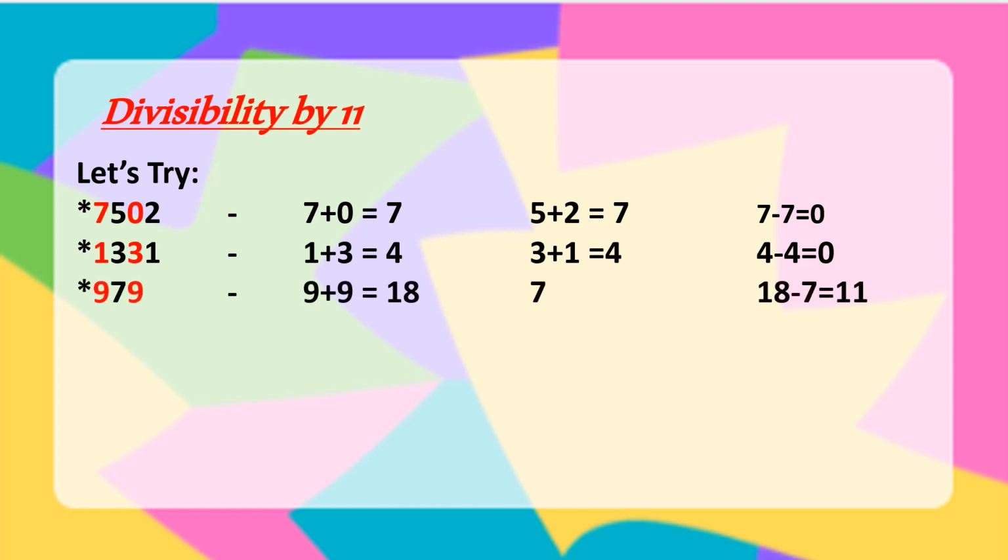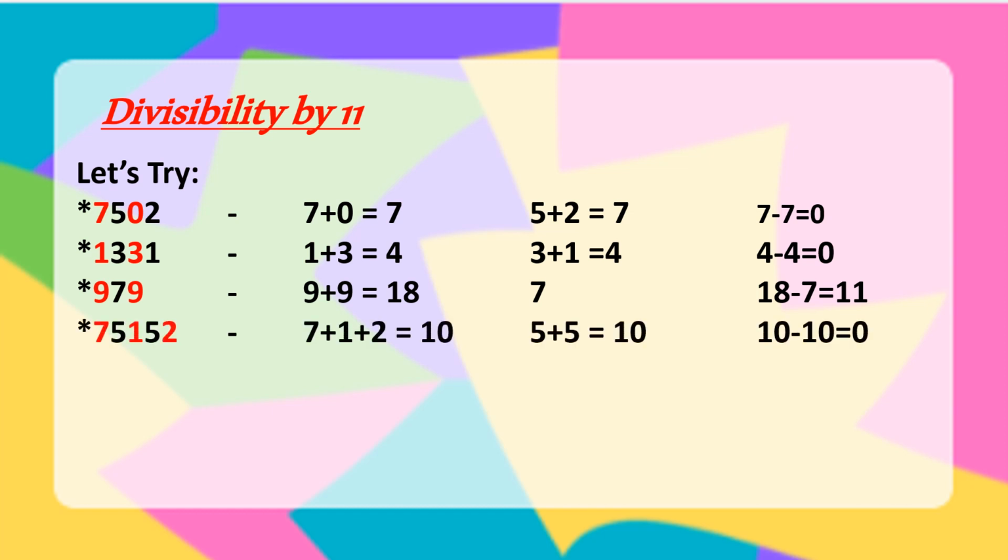Let's have another example. 979. The digits in the odds place are 9 and 9. So, let's get the sum of that. That will give you 18. Then, the digit in the evens place is 7. So, 18 minus 7 will give you 11. If the result is 11, the given is also divisible by 11.